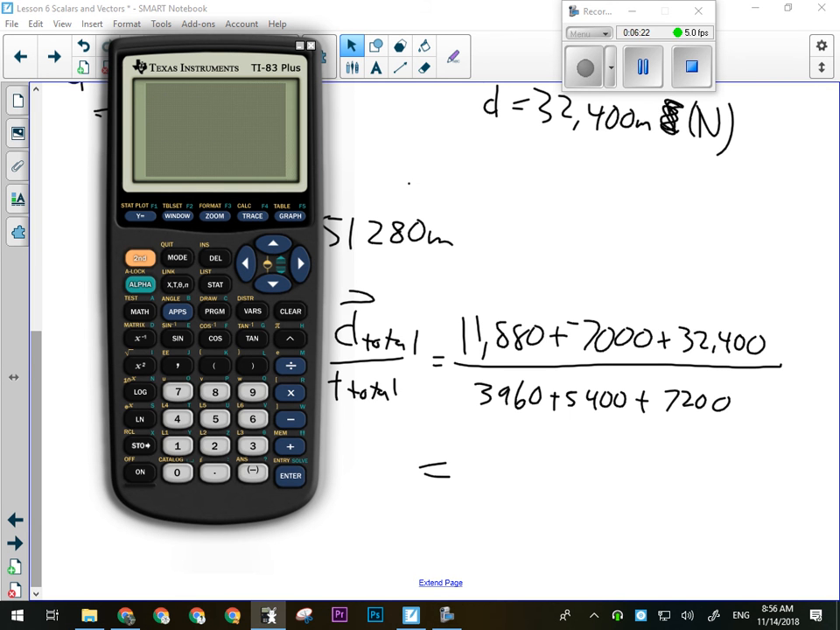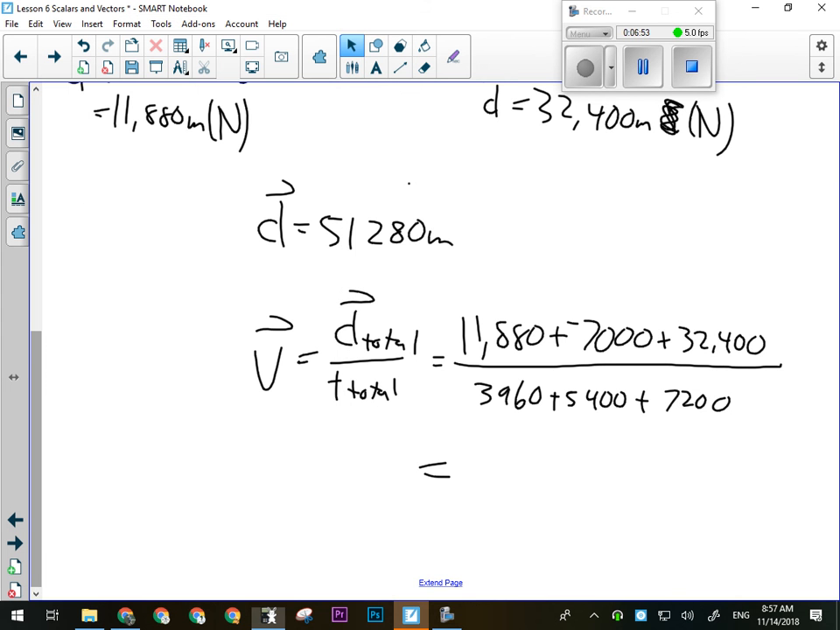So 11,880 plus negative 7,000 plus 32,400. There's my total displacement, 37,280 meters north. Divide that by 3,960 plus 5,400 plus 7,200. So I'm getting an average velocity of 2.25.